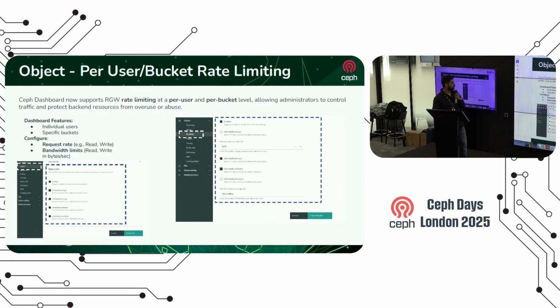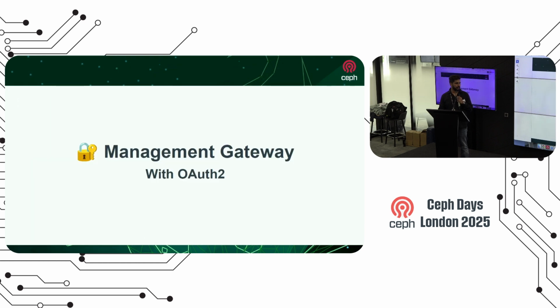Okay, the last feature on the object side is the user and the bucket rate limiting. This wasn't available in the dashboard, so we have added the rate limits that you can provide for a specific bucket and specific user. These are all the 5 checkboxes available, which are enable, read ops, write ops, read bytes, and write bytes. Yeah. Okay, moving on to the third topic from the dashboard side, which is the management gateway.